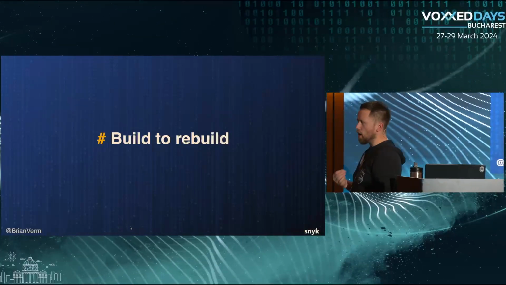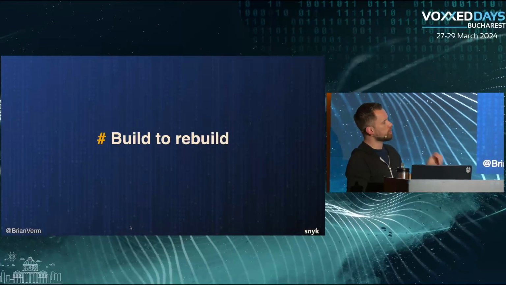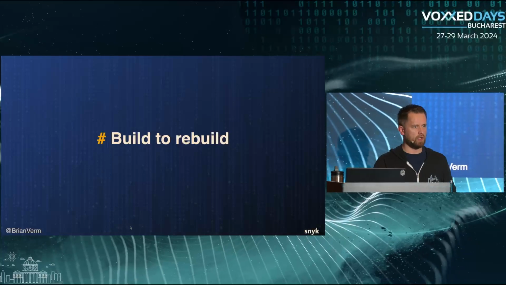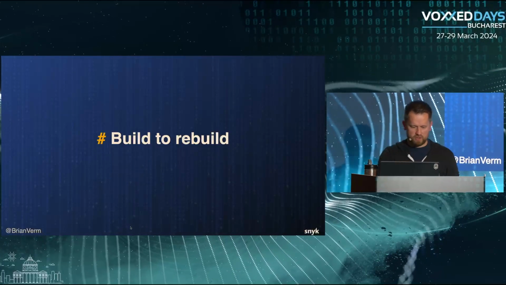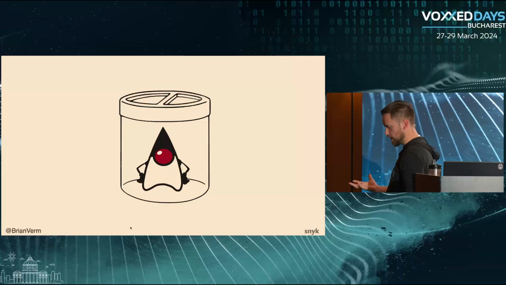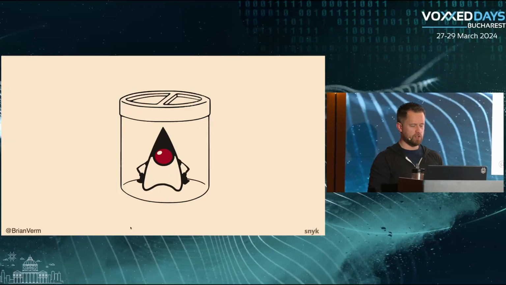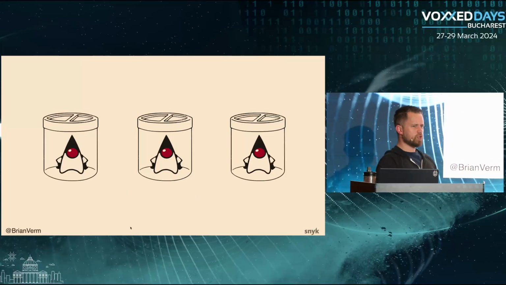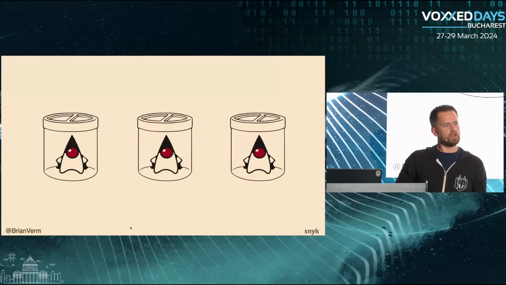Last thing, and this is more on an architectural level. We need to build a container to rebuild it. What do you mean by that? Well, say this is your Java application in your container again. Duke is suffocating, so what do we do? We just create 3 Dukes. At least one will survive, hopefully.